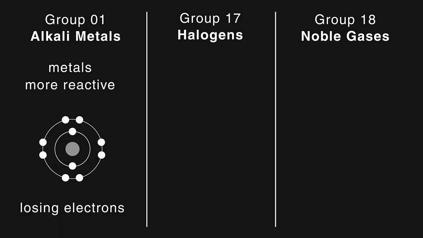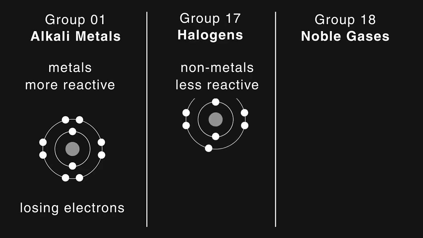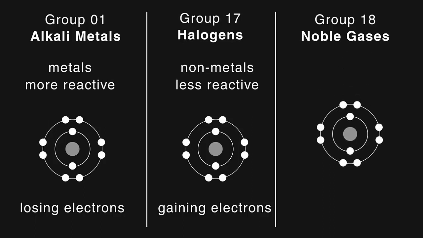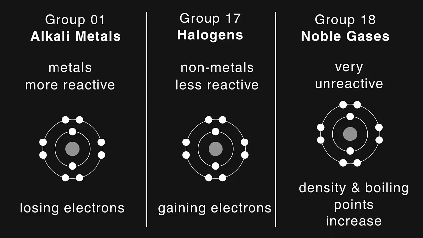As we go down Group 17, the nonmetals become less reactive, because nonmetals react by gaining electrons, and the fewer shells, the greater the attraction for the incoming electron. And in Group 18, elements have a full outer shell of electrons, and so are very unreactive. Their densities and boiling points increase on going down the group.